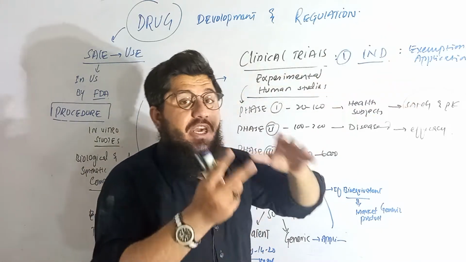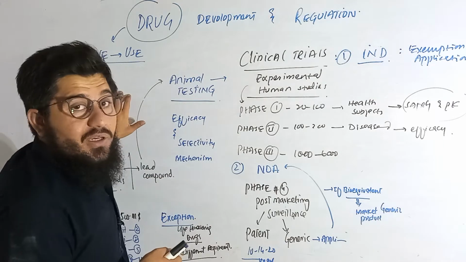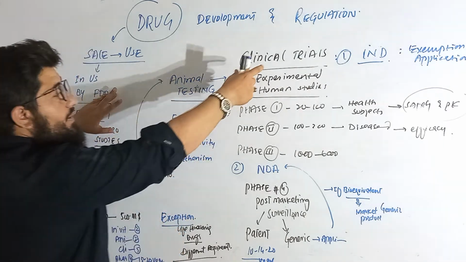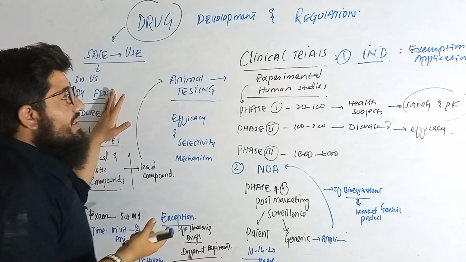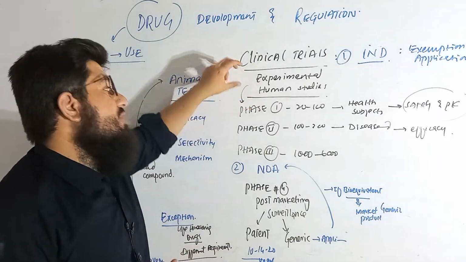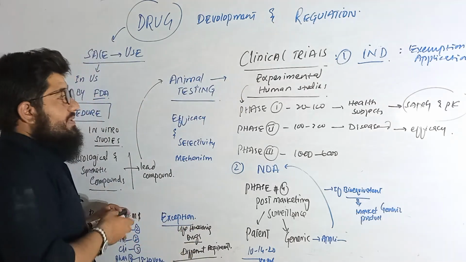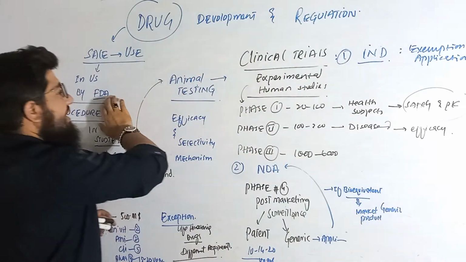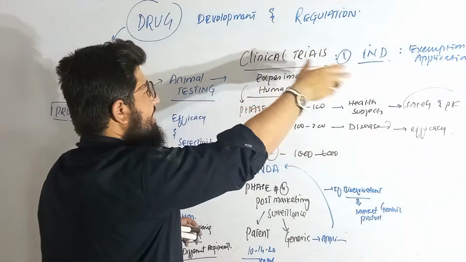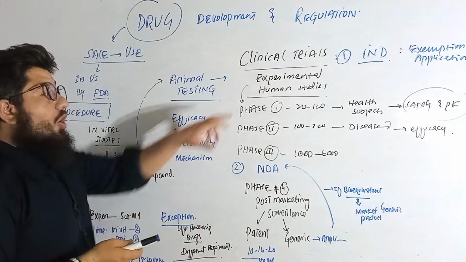It is a kind of application given to the FDA for the allowance of clinical trials, meaning we want to do experimental studies on humans. We submit the application to the FDA, then the FDA allows us. Accordingly, we do clinical trials. In the clinical trials, we do experimental studies on humans.